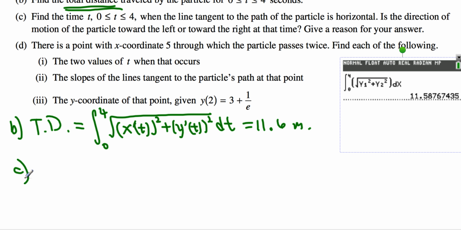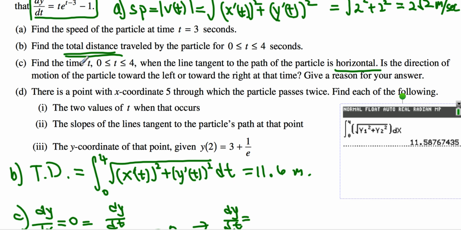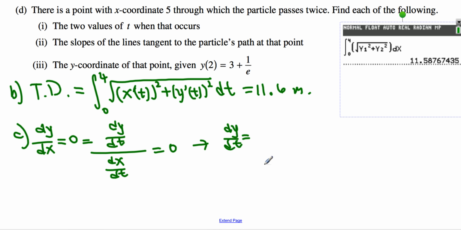All right, part C. Find the time t when the line tangent to the path of the particle is horizontal. So that means we are looking for dy/dx has to be equal to 0. This basically means dy/dt over dx/dt will be equal to 0. The only way that's possible is when dy/dt, which is equal to e^t times e^(t-3) minus 1, has to be equal to 0. So that means this one has to be equal to 0.